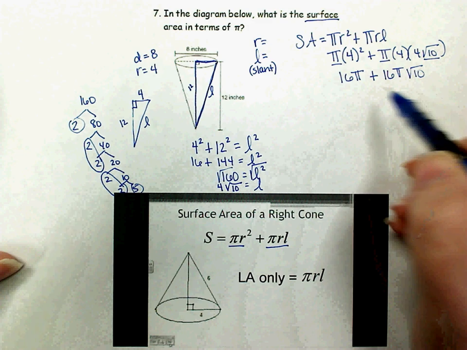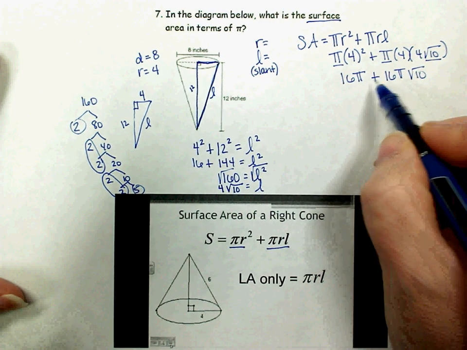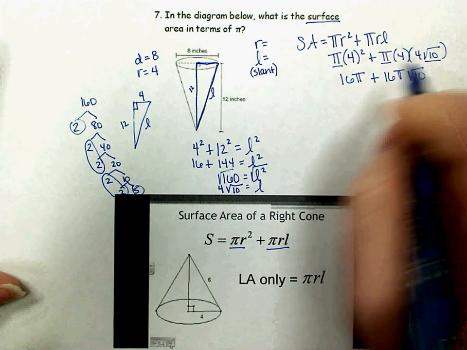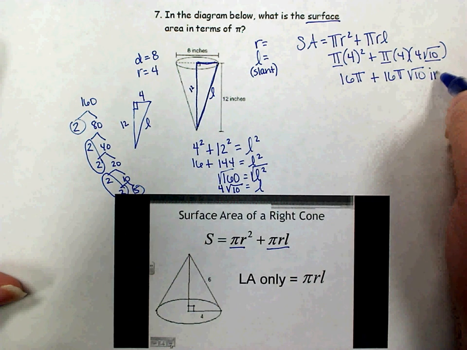And I cannot add those. Those are not like terms. Even though they both have a pi, they don't both have a square root of 10. So that is my surface area, but my units were in inches, so my surface area will be inches squared.